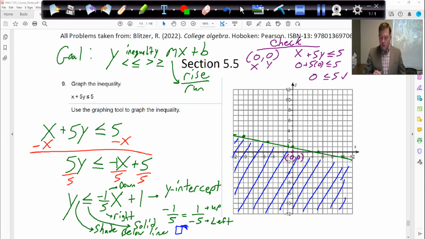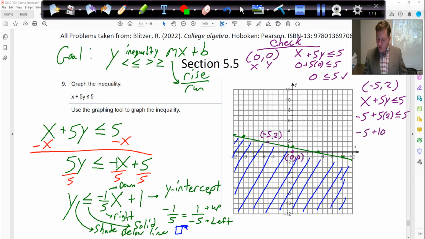That is true. Okay, now let's pick a point on the line. Let's try this point. It is negative 5, comma 2 in the y. So let's check that one. Negative 5, comma 2. Into the original equation and see if we get it to work. So we have minus 5 for x, 2 for y. We get minus 5 plus 10. 10 take away 5 is 5.